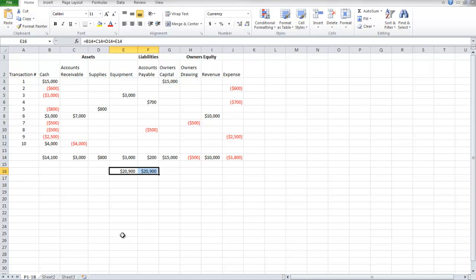In part B, it says from the analysis of the owner's equity column, compute the net income or net loss. All that's revenue minus expense. So that's revenue of $10,000. We have expense of $3,800. So my net income is $6,200. That completes problem 1-1B.